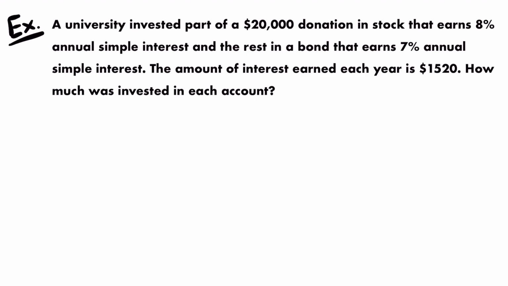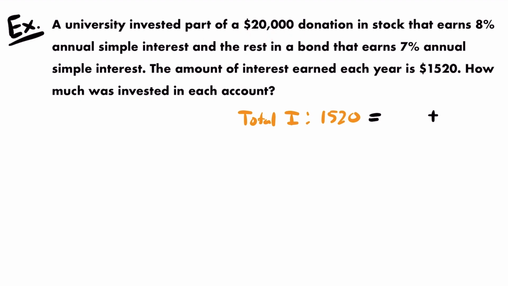Okay, so this is very similar to our previous example. We're going to use the same exact problem-solving strategy to find the solution to this problem. We are given that the amount of interest earned each year is $1,520, so that is how much was earned total between the two investments in a one-year period. So the total interest earned would be 1,520. That is going to be equal to the sum of the amounts of interest from the two different investments that the university makes with that $20,000 donation.